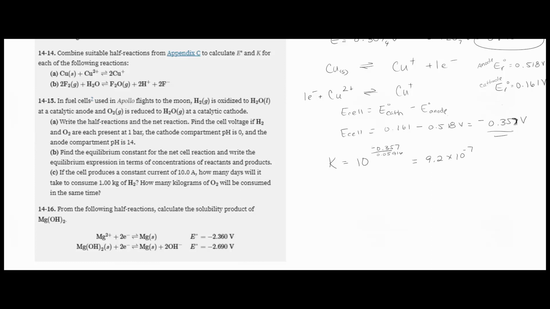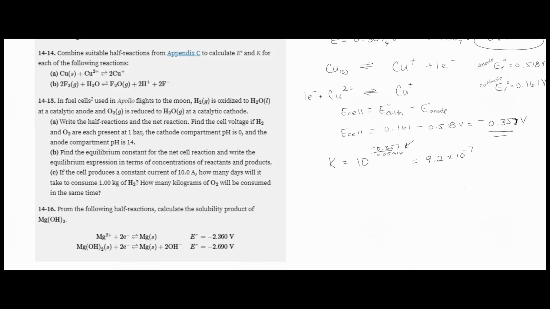On my calculator, I have a 10 and then a box, and that is above my log button. I need to press my second key, or it could be shift, and then log, and then what I get in my display is 10, and then a caret, and it's waiting for the rest. Put in parentheses this whole thing. So negative 0.357 divided by 0.05916. Close the parentheses and hit enter or equals, and you should be able to get this K value for A.